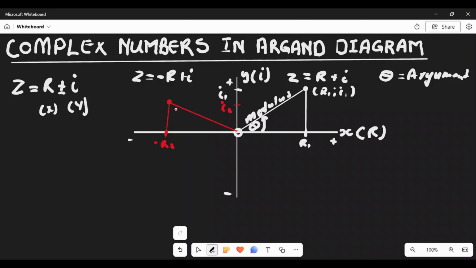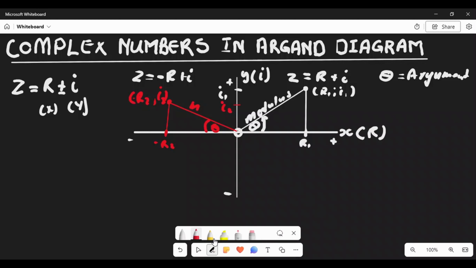Even though this doesn't really look like a right angle triangle, this is how it's going to look, guys, on this quadrant. So the Argand diagram for a complex number that has a negative real number and a positive imaginary number happens on the second quadrant. So our argument is going to be here, and our modulus is going to be our radius here. So this point here is going to be r2, in fact negative r2, and then i2. I hope you are able to see.